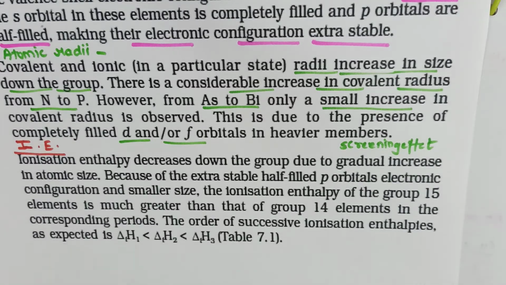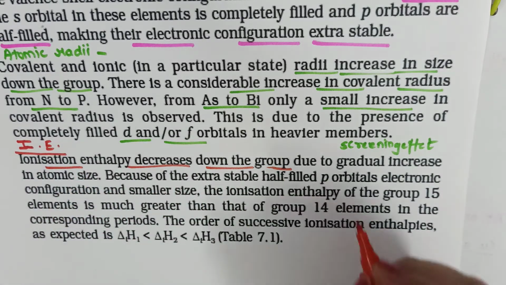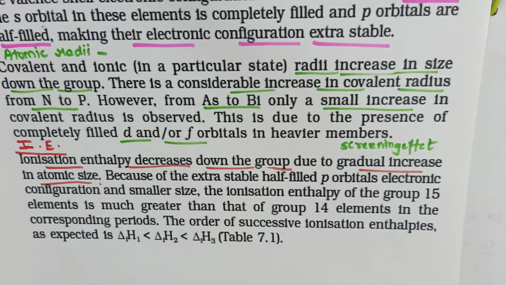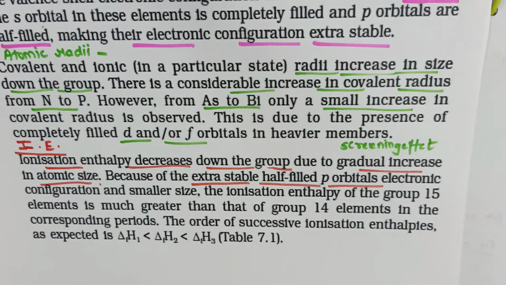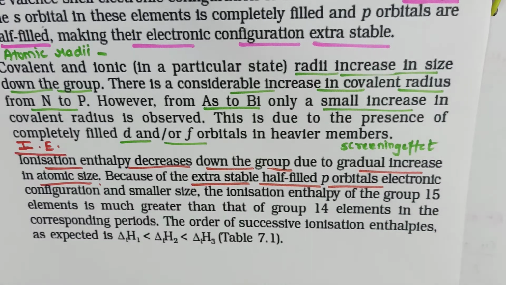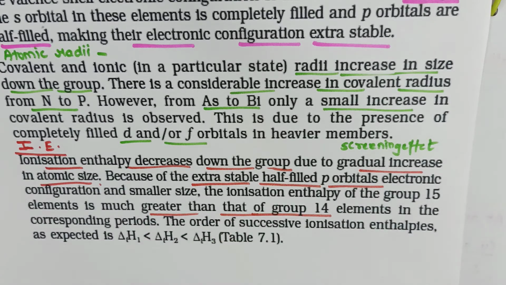The next trend is ionization enthalpy. What is ionization enthalpy? The energy required to remove an electron from its outermost shell. And we have already studied its trend in class 11, that ionization enthalpy decreases down the group. Why? Because there is increase in the atomic size. But in case of group 15, things become a little bit different because there is extra stable half-filled p orbital.